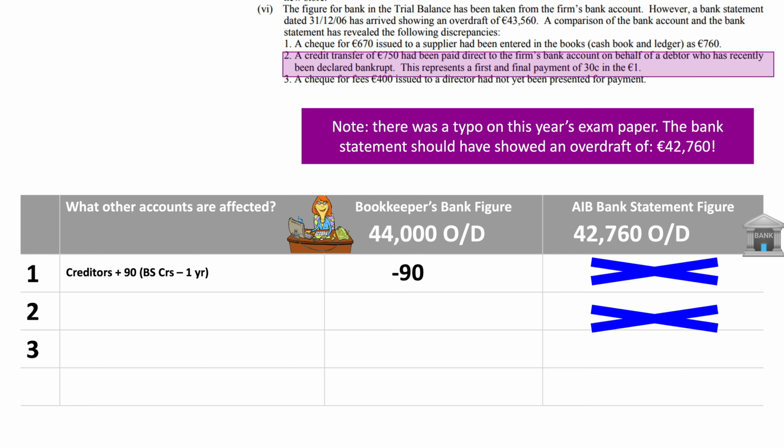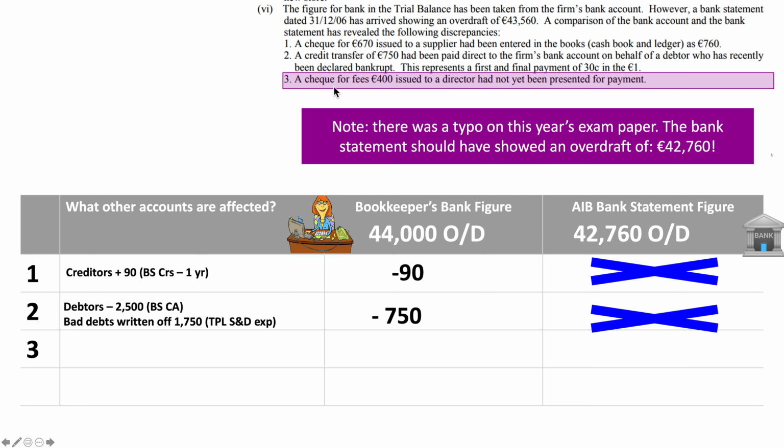Now, the credit transfer of 750 coming into the bank account is going to reduce the overdraft figure. And this represents a first and final payment of 30 cent in the €1. So the debtor has paid them the 750, but they're not going to pay the other 70 cent in the €1. So we're going to have to take debtors down by 100%, which is 2,500, and 1,750 is bad debt, as 750 is 30 cent in the €1. So that is how that's going to look.